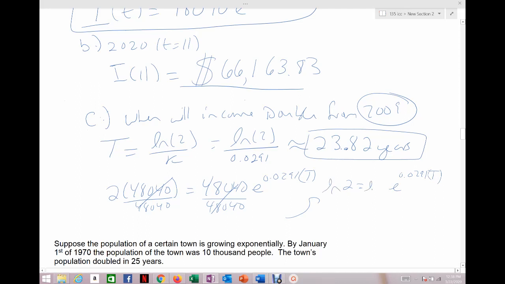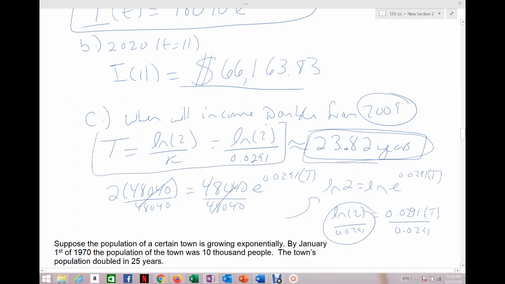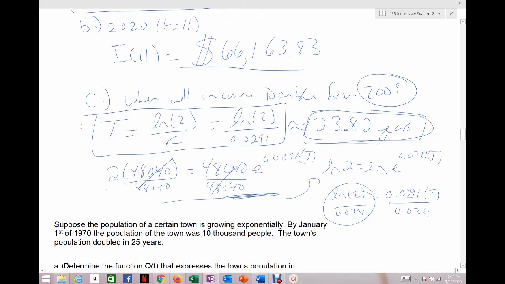And then we'll take the natural log, and we'll get down to the natural log of 2 equals 0.0291 times time. The last step would be to divide by that 0.0291. So we get to the same thing, which gives you the same answer I found above. It's up to you. If you remember this quick equation, that's the faster way to do it. But if you forget, you could always set it up and solve. You'll get the same answer either way. Alright, so the next example.